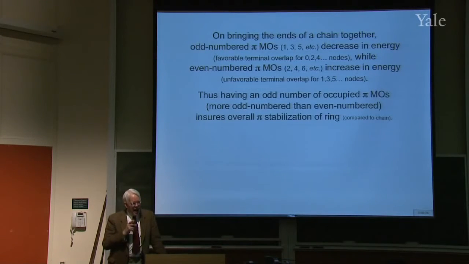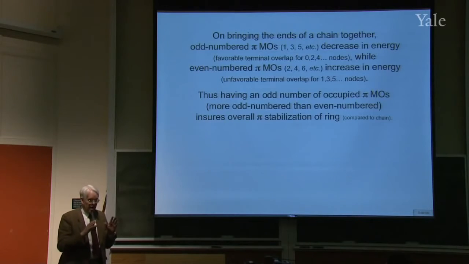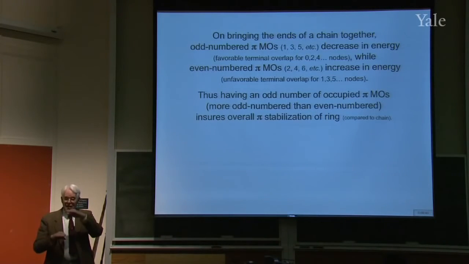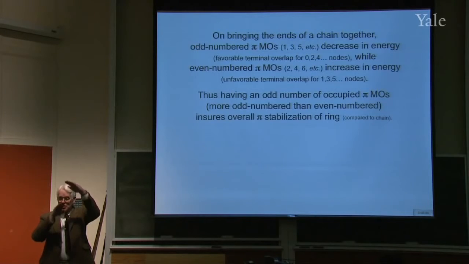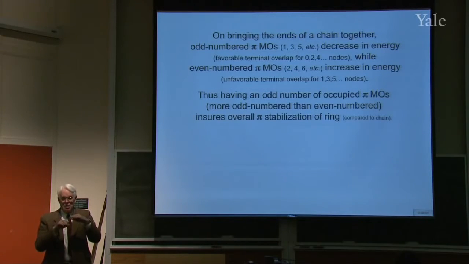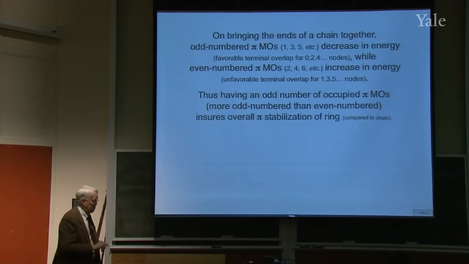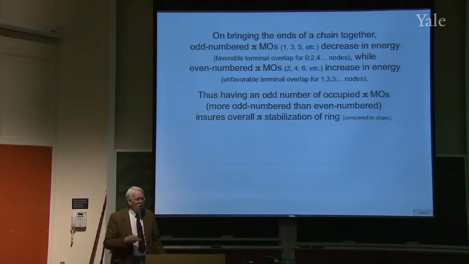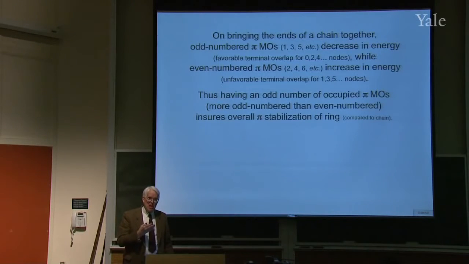Thus, if you have an odd number of occupied MOs, there'll be more going down than going up. Is that clear? If you have an even number of electron pairs, there'll be down, then up, that'll cancel, down, then up, that'll cancel. But if you have an odd number, you have down, then up, then down. There'll be more downs than ups if you have an odd number of pairs of electrons. So they're going to get overall stabilization, special stabilization due to this aromaticity if you have an odd number of electron pairs.